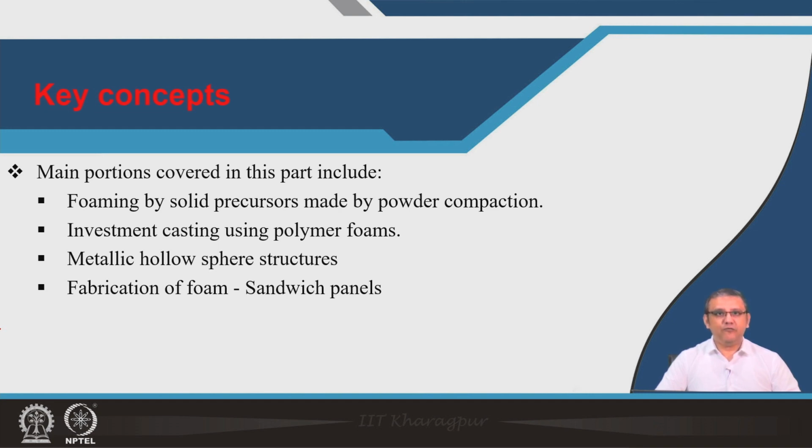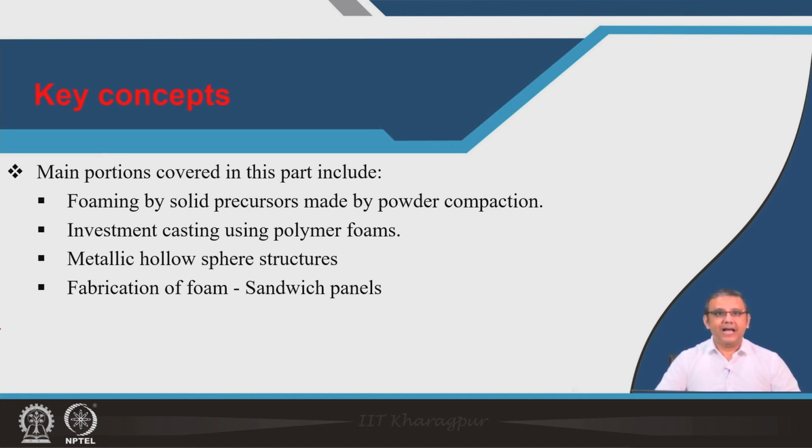today is fabrication of foam sandwich panels. Again, these foam sandwich panels are a special case of cellular materials or cellular metals with excellent properties because of the face plates. These foam sandwich panels typically have a foam core with face sheets, and these actually have outstanding specific stiffness for bending and other structural applications.